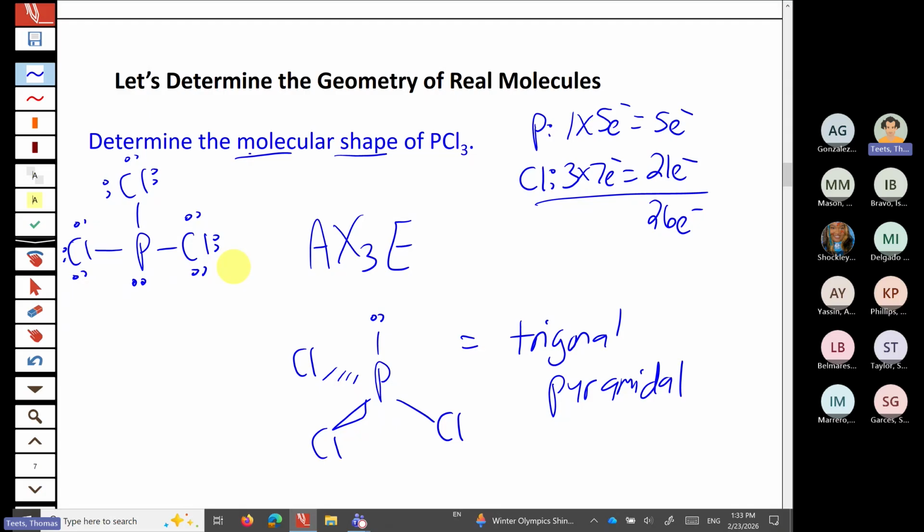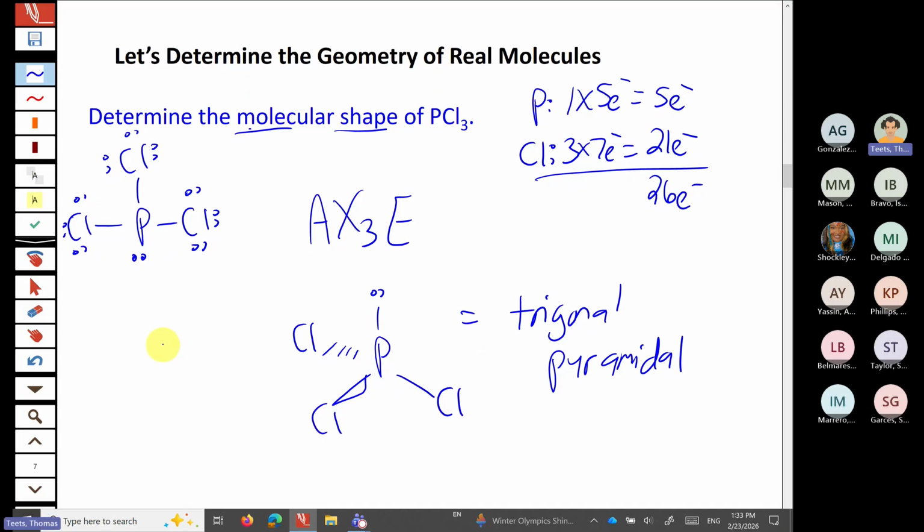And again, you have to at least have a mostly complete Lewis structure to be able to make those predictions. So make sure you learn how to do that. Make sure you don't forget it if you already have, because it is going to be used a lot in this chapter as well. All right, questions?